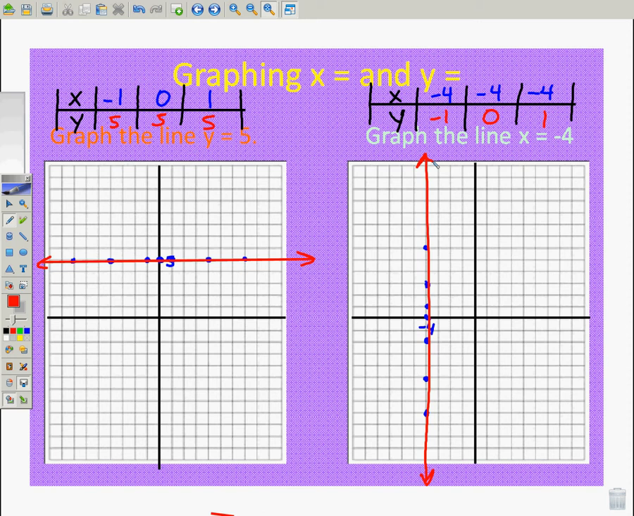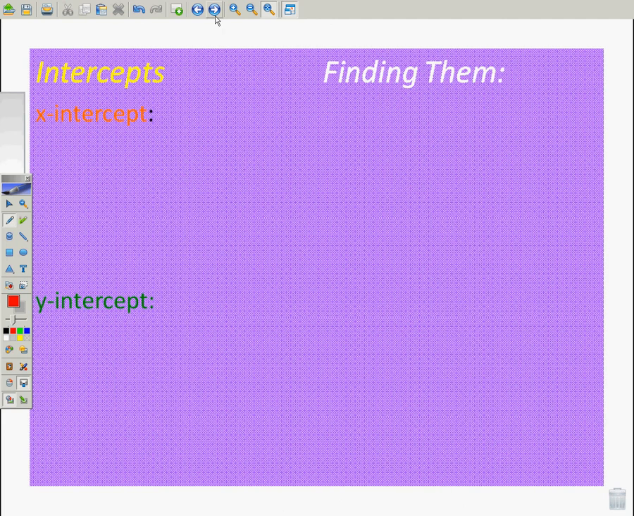And so as we explore this concept of using intercepts, it's important to remember that these two things are true. So y equals is going to be a vertical line. No, y equals is going to be a horizontal line. X equals is going to be a vertical line. So here we go. The concept of intercepts. I've got two columns here, intercepts, finding them.